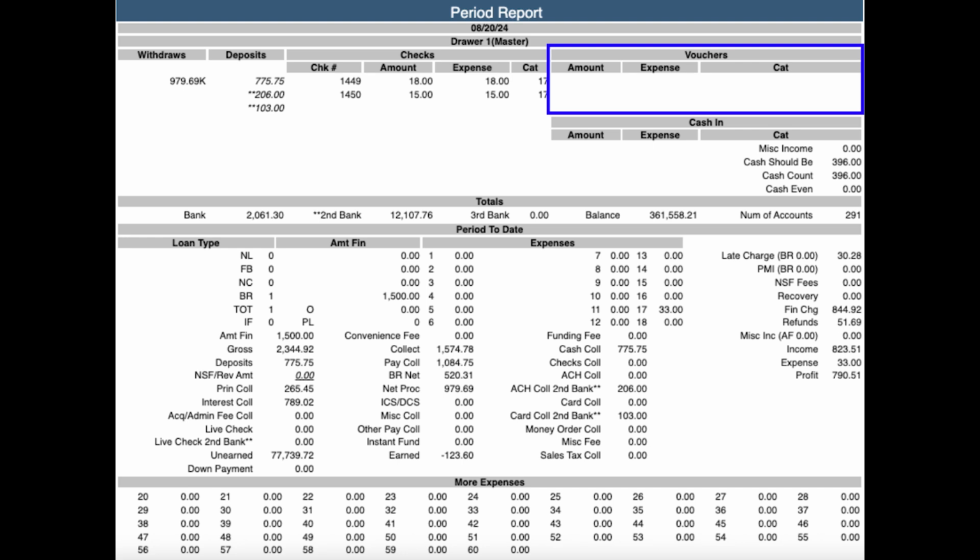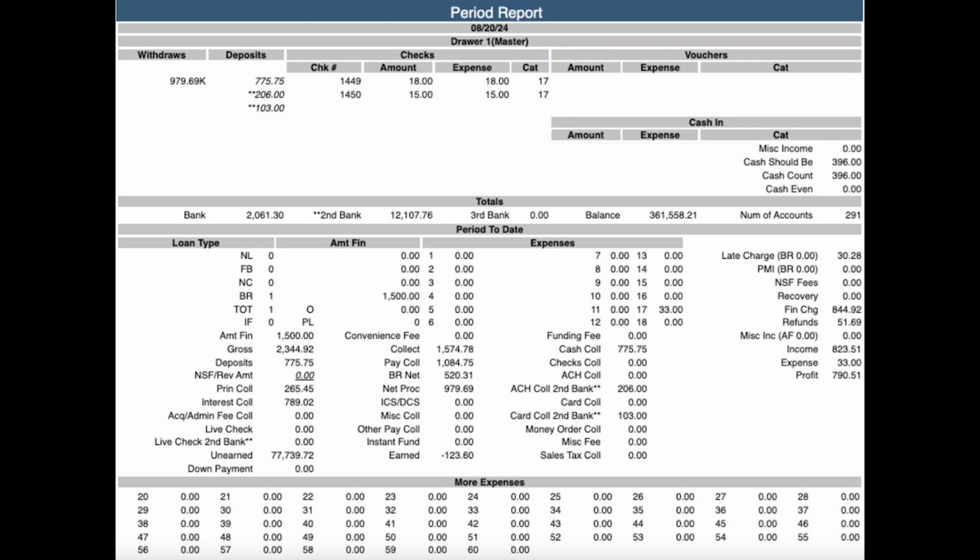Vouchers. This section includes any cash tickets generated in the office. A voucher decreases the cash should be for the day. A voucher example is paying for lunch, postage stamps, or window washers. This is money taken from the cash drawer directly to pay an expense. Amount: amount of voucher. Expenses: expense amount of voucher.